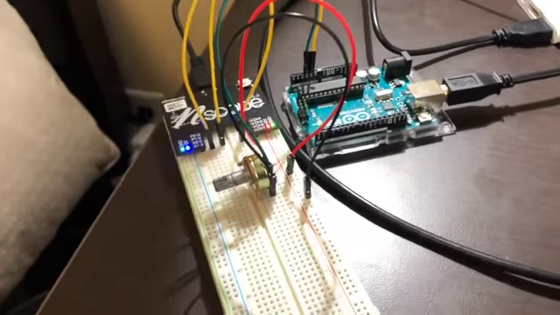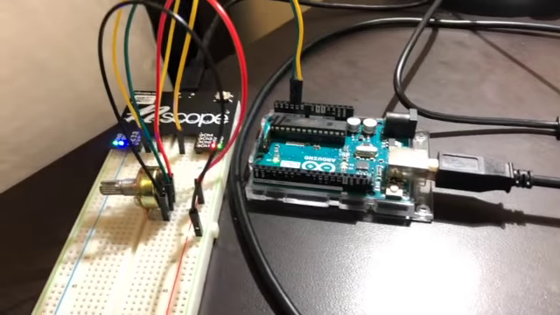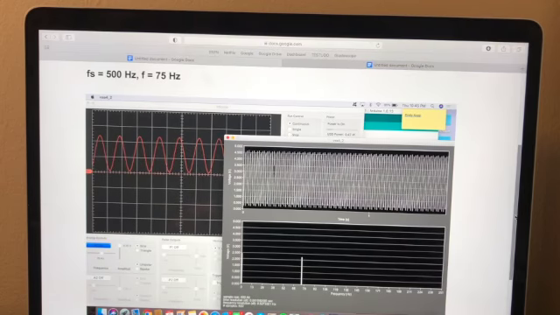Here's the setup of my end scope in Arduino. In the end scope, I set the frequency to 75 Hz. Then, using the potentiometer, I was able to set the sampling frequencies.